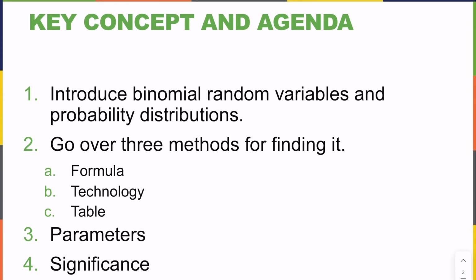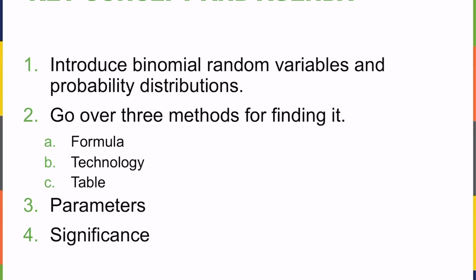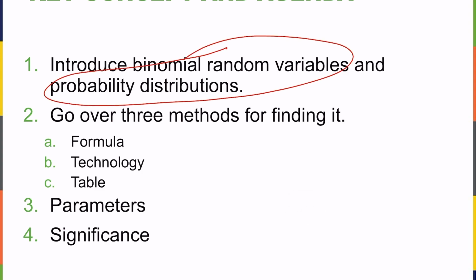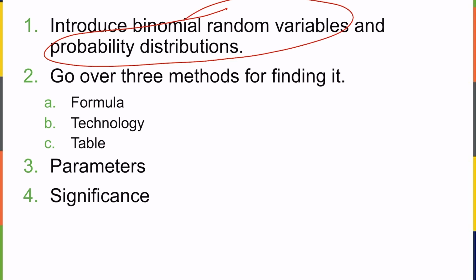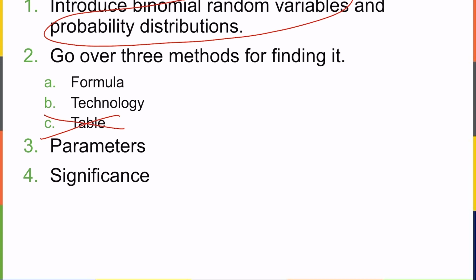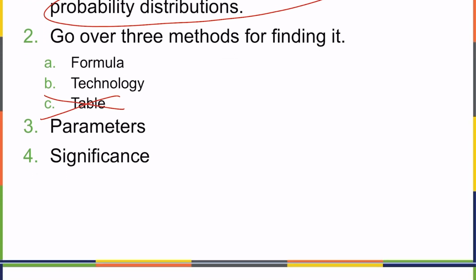Okay, let's get started. Key concept and agenda. Introduce binomial random variables and probability distributions. Remember, random variables and probability distributions are one and the same thing. They describe basically the same thing. Go over 3 methods for finding it: a formula, technology, and a table. I've actually taken out the table part. Our book doesn't have a table in it, so we won't worry about that. We'll just use the formula and technology.